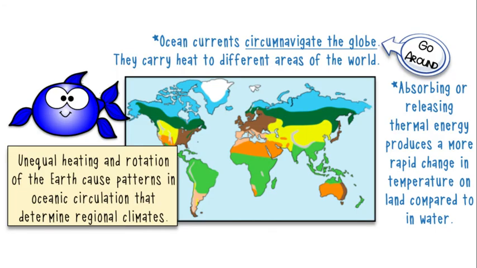The unequal heating and rotation of the Earth cause patterns in oceanic circulation that determines regional climates. What this means is ocean currents circumnavigate the globe, or they go all around the globe, and by doing this, they carry heat to different areas of the world.